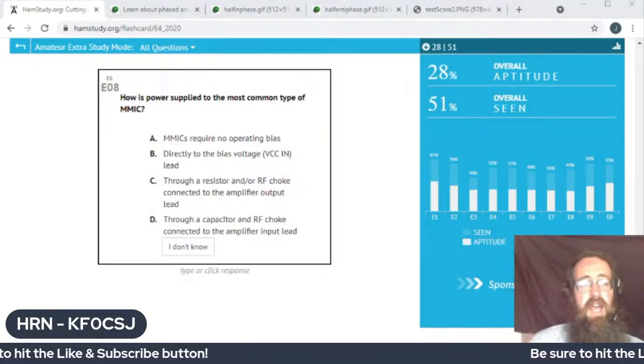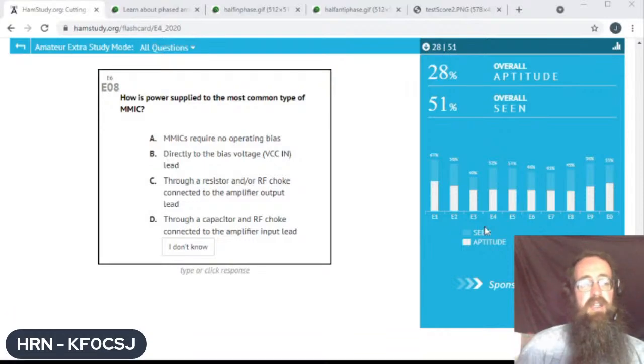What or how is power supplied to the most common type of MMIC? A, MMICs require no operating bias. B, directly to the bias voltage VCCN lead. That's what I chose last time. Then I got it wrong.